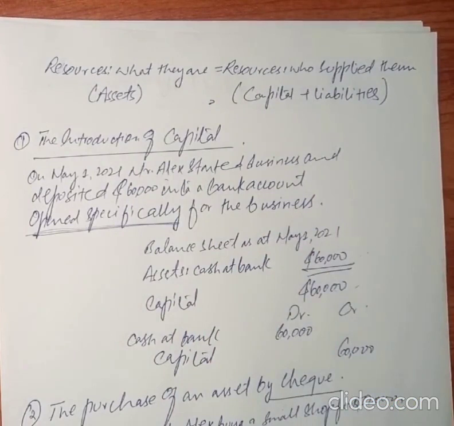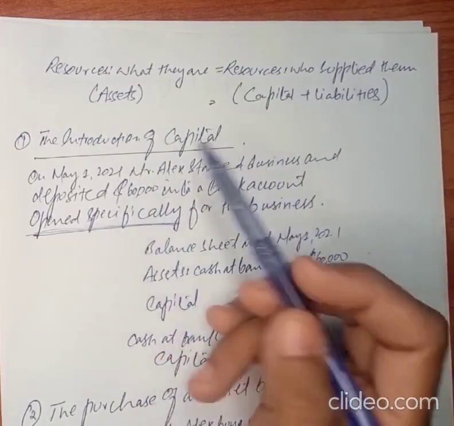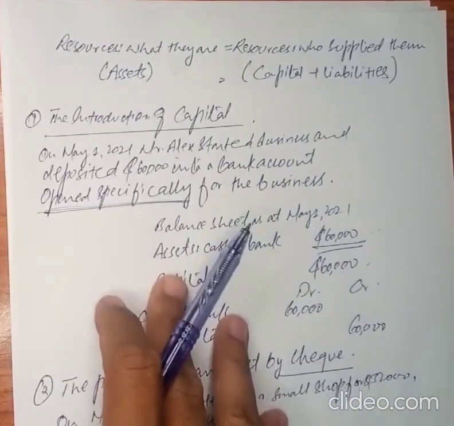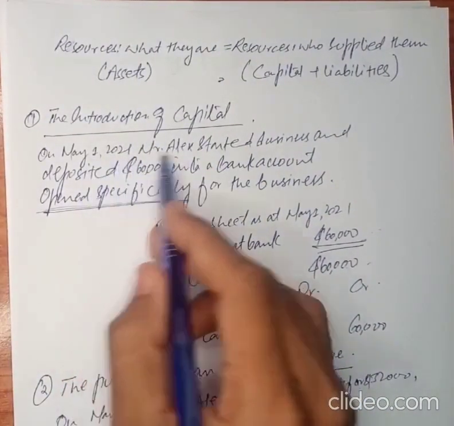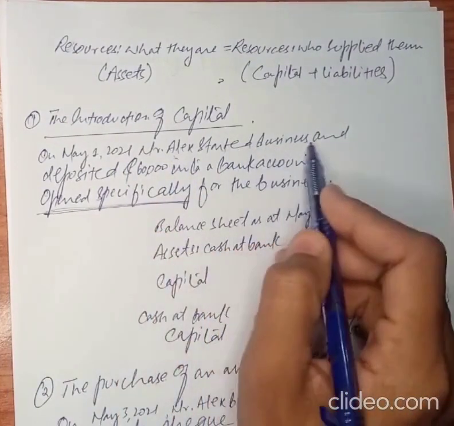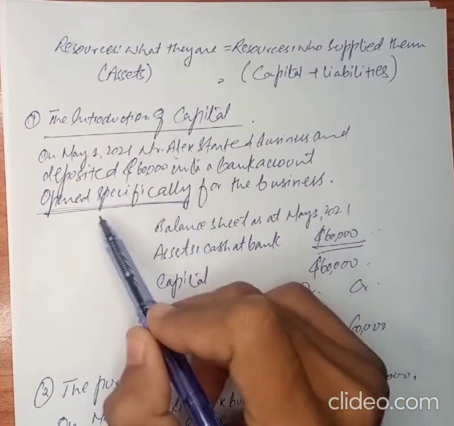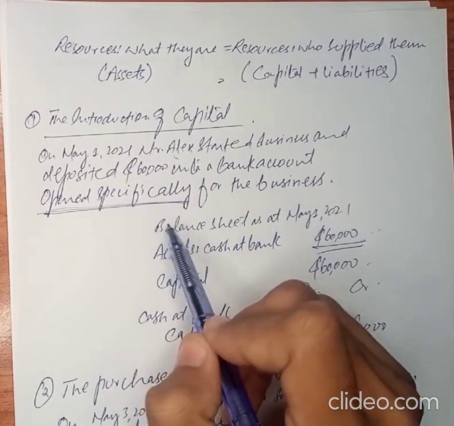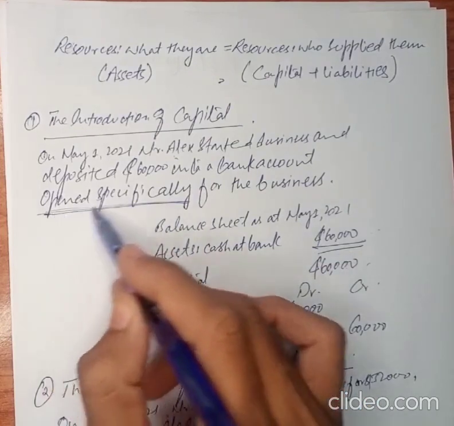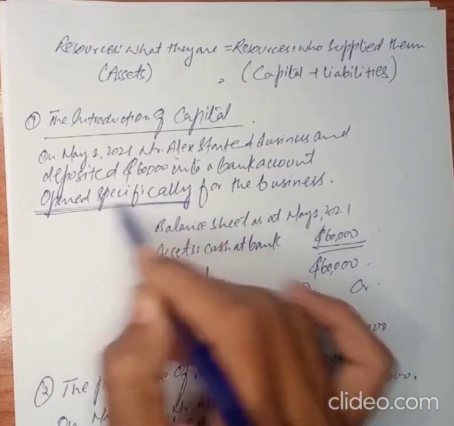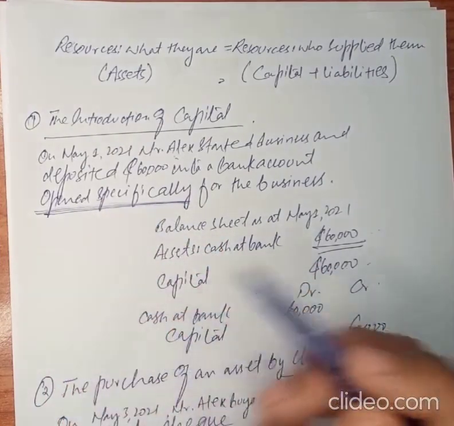Whenever somebody starts a business, we need to create a few transactions based on the business. So there must be the introduction of capital in the business. Let's say on May 1st 2021, Mr. Alex started business and deposited $60,000 into a bank account opened specifically for the business. Here we use the term opened specifically. That means he used it only for business purposes, not for personal use.